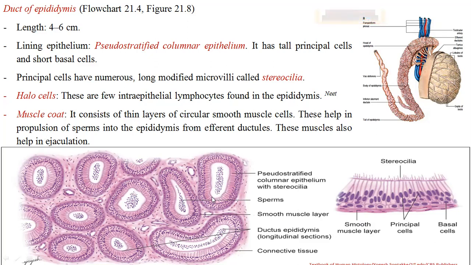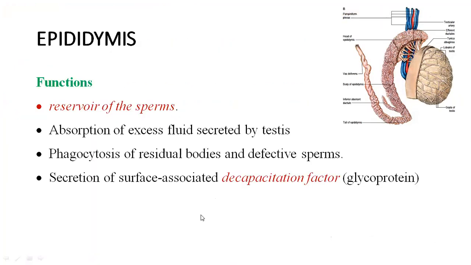Then we have muscle coat. You can check, this is the muscle coat. If you see in one section of epididymis, outside we have the muscle coat. It consists of thin layers of circular smooth muscle cells. These help in propulsion of sperms into epididymis from efferent ductules. These muscles also help in ejaculation. In the lumen of epididymis, we are finding the sperms. Okay, these are all tubules or the ductules of epididymis.